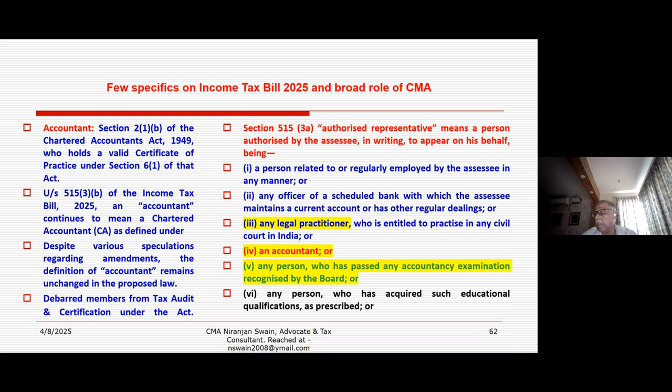But one thing I will tell you: even if we are not accountants, the major point of our role is that we can practice also as an authorized representative. The authorized representative definition is given as 1, 2, 3, 4. You will see 4 is the accountant, and 5 is any person who has passed the accountancy examination. So under that category we are coming. So why should a cost accountant not be included? That is one concept.